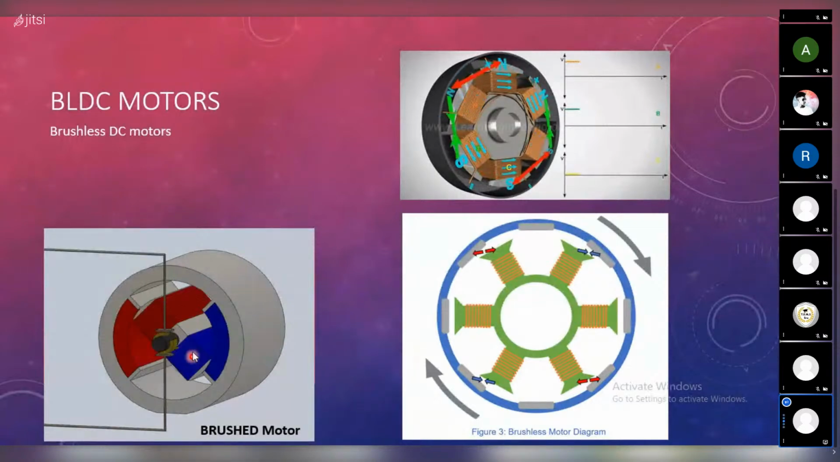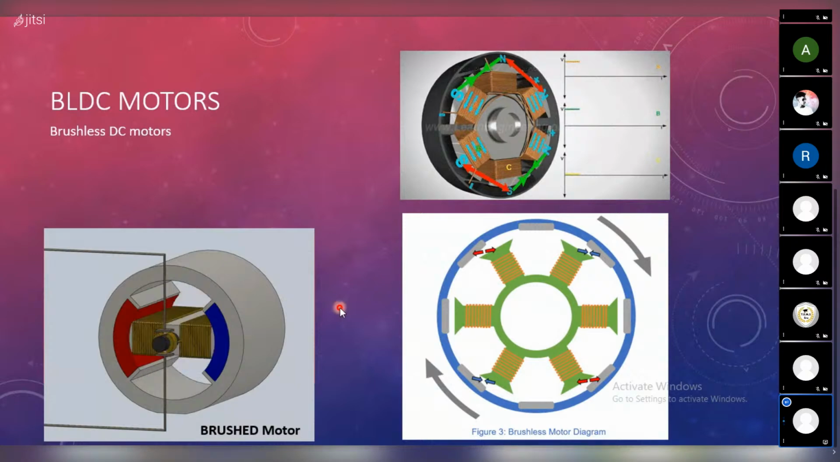In brushed motors, due to this friction there is generation of heat, and due to the heat, the performance of the motor will be hampered. You definitely don't want that. Along with that, due to friction there will be additional noise. So how do you go about it? Due to these disadvantages of brushed motors, brushless motors have been invented.